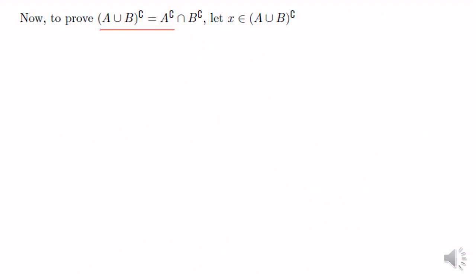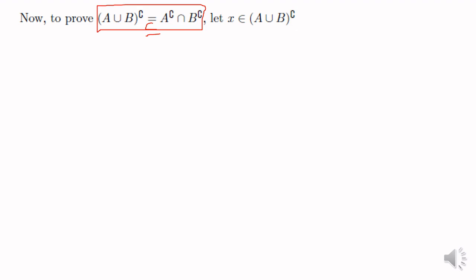We shall now prove the second rule in De Morgan's law, which is A union B the whole complement is equal to A complement intersection B complement. Now we will prove this in a similar way to how we proved the first one. So here we have to first prove that A union B the whole complement is a subset of A complement intersection B complement. And then we have to show that A complement intersection B complement is a subset of A union B the whole complement.